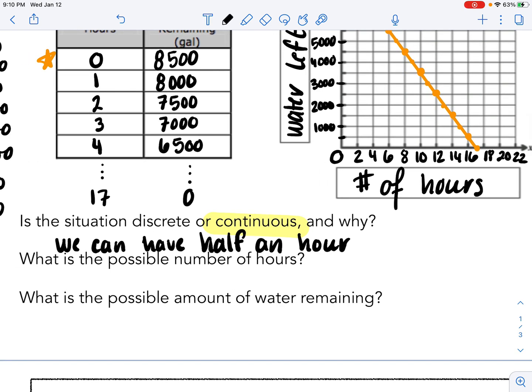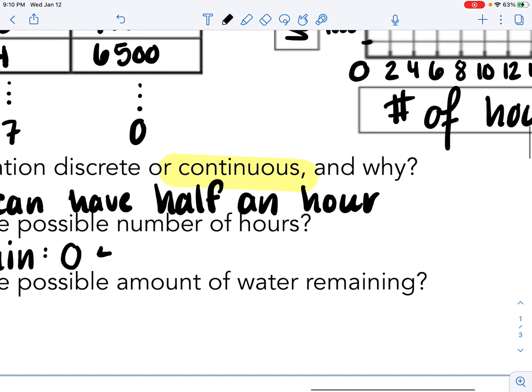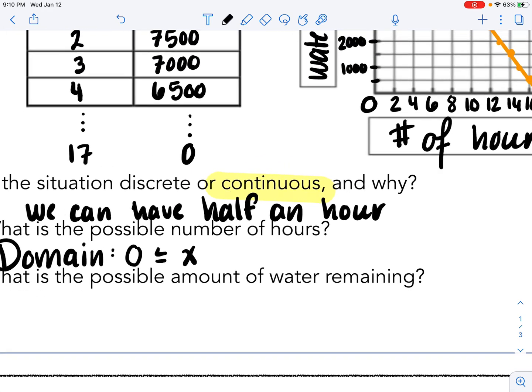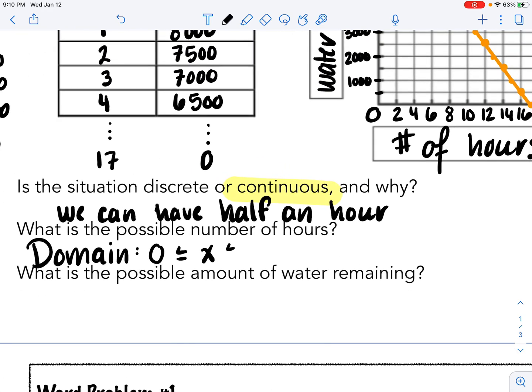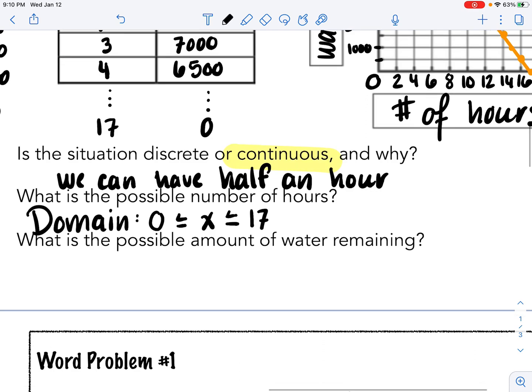The possible number of hours is our x values. That's going to be our domain. And our domain is going to go all the way from 0, right? Our smallest number of hours is 0 if I don't drain water at all. And I know it has to do with x because it's domain. And the most number of hours would be 17, right? If I drained it for exactly 17 hours, I would have no water left.